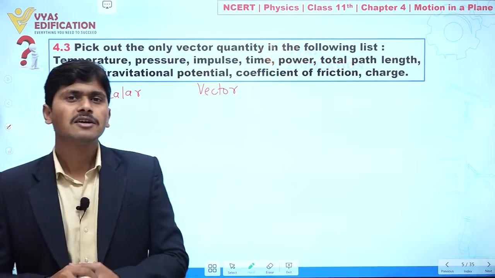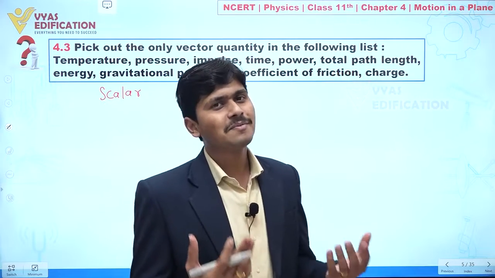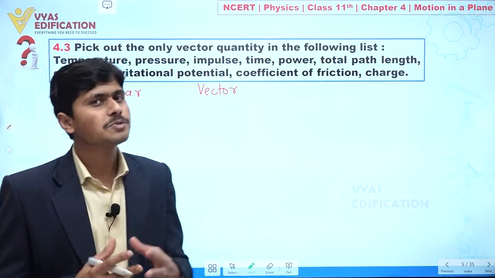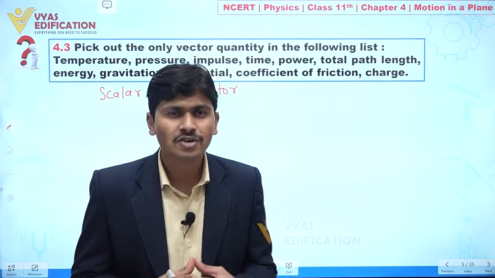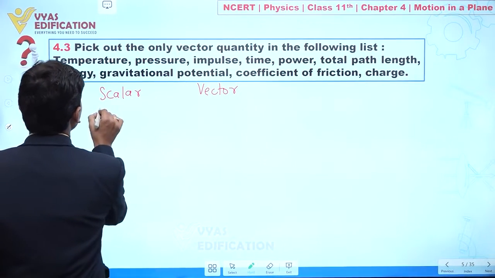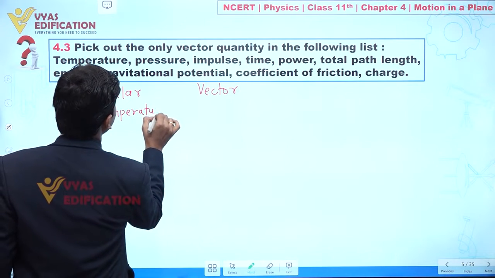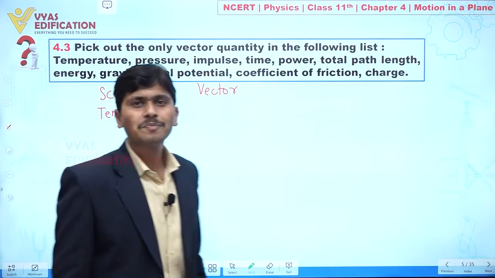Suppose you say 0 Kelvin. So 0 is a magnitude and Kelvin is the unit. So we do not need any direction to specify this physical quantity. Clear to everyone? So we can say here temperature is a scalar quantity. Now if we talk about pressure.